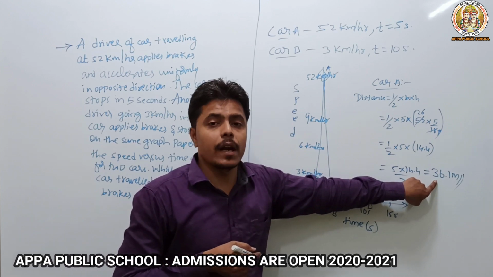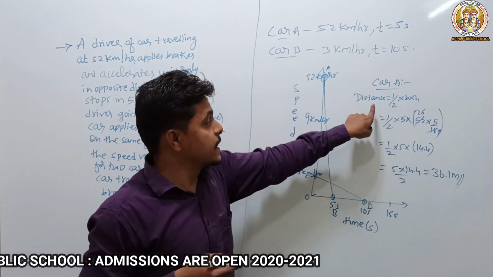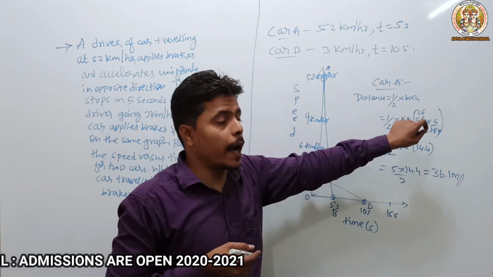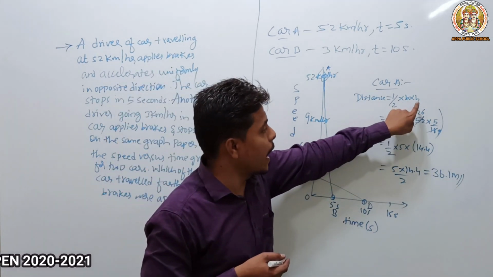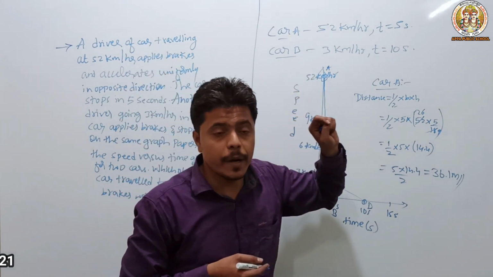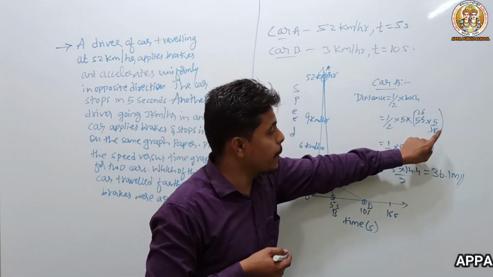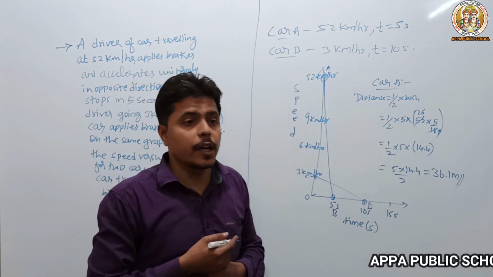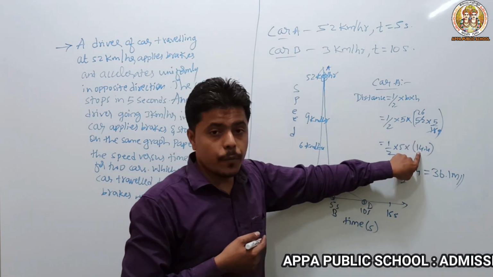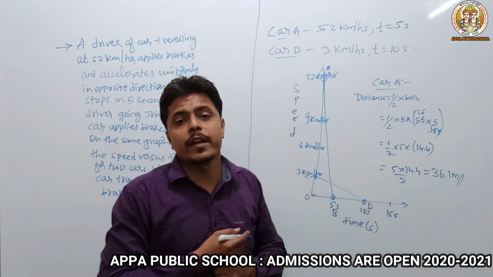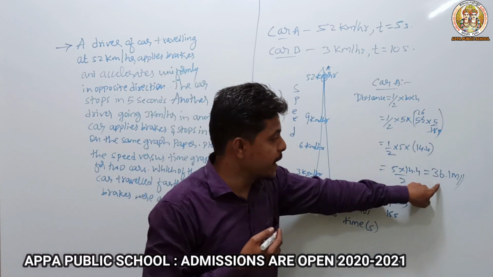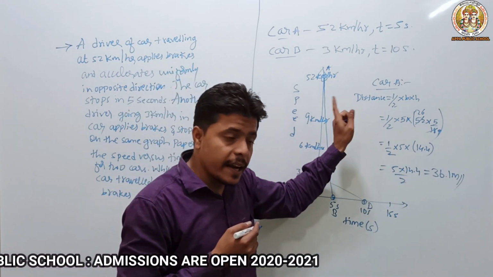This is the distance traveled by car. What I have done: distance is equal to half into base into height. So half as it is, base I have taken 5 seconds, and height I have taken the speed, that is 52 km per hour. So 52 into 5 by 18, I have to convert kilometer per hour into meter per second. So 14.4 I got. Then we multiply and divide by 2. Finally we are going to get 36.1 meter, and this is for car A.